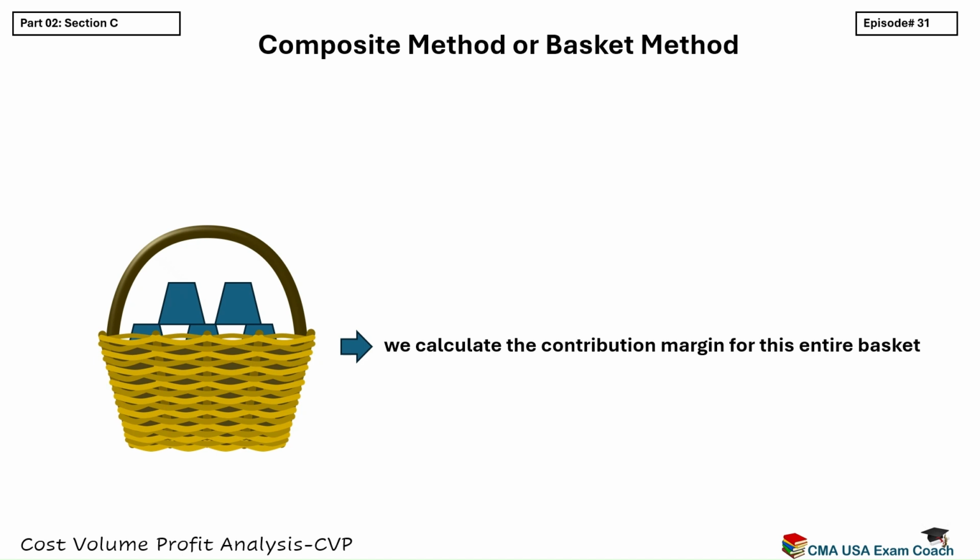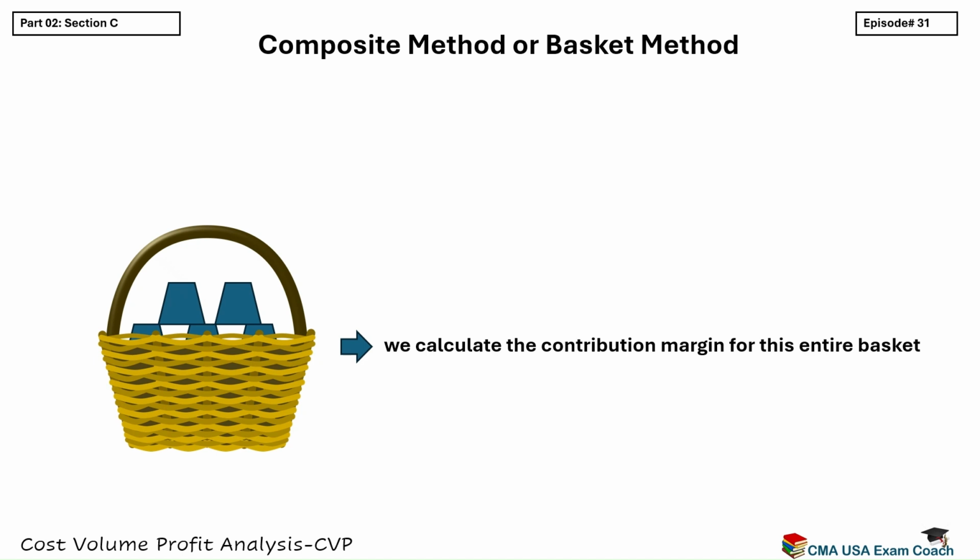Once we have the contribution per basket, we can apply the regular break-even formula. Break-even quantity of baskets equals fixed cost divided by contribution per basket. And finally, once we know how many baskets we need to sell to break even, we can multiply by the number of units per product in each basket to get the individual product quantities. This method is very useful because it lets us handle multiple products in a fixed ratio and still calculate break-even in a structured way. In the next slide, we'll solve a full example problem using the composite or basket method.